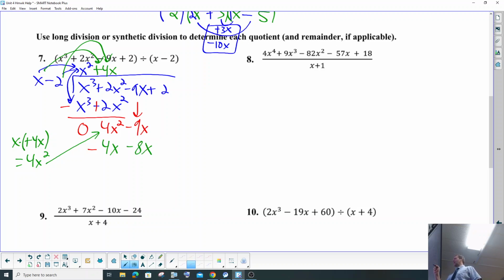Change the sign. Halloween story. Remember, it's just a story. It's not true. So then that becomes a 0. And then negative 9x with the positive 8x is negative 1x. And then we bring down the 2.